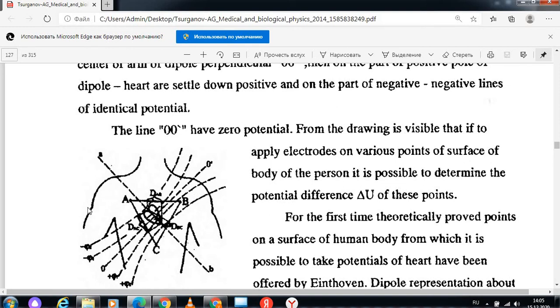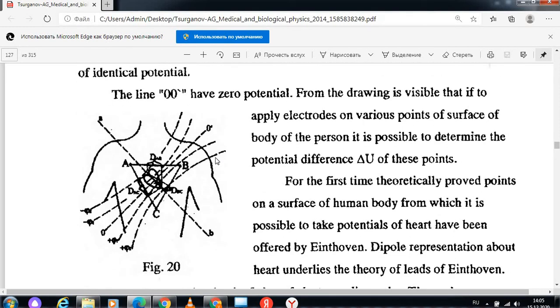And from drawing the visible, if we apply electrodes on various points of the surface of the body of a person, it is possible to determine the potential difference delta U of all these points. For the first time, theoretically proved points on the surface of a human body from which it is possible to take the potentials of the heart were offered by Einthoven.